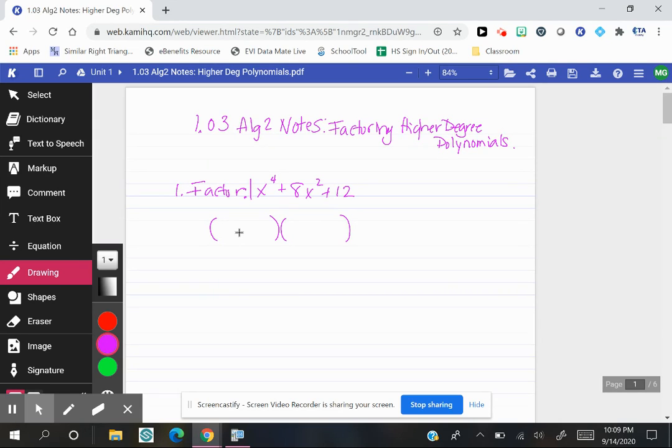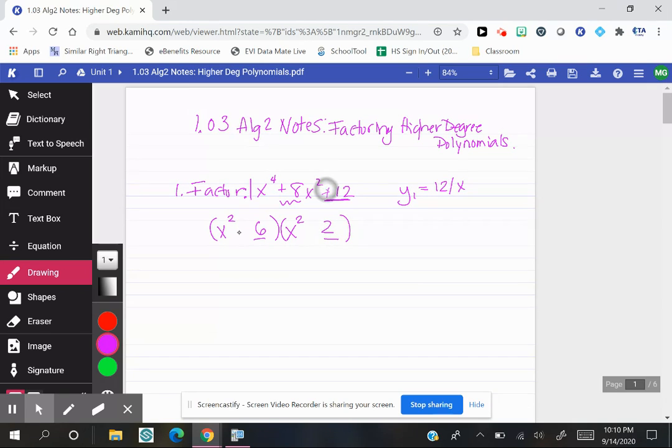Since it's x to the 4th, we need x squared times x squared to give us x to the 4th. We're still going to look to our last number here, which is a 12, and we want to know what two numbers multiply to 12 and combine to 8. If you don't know the answer to that, go to your calculator, go to your Y1, type in your last number, which is 12 divided by x, and take a look at your factors in the table. And hopefully you see that a 6 and a 2 multiplies to 12 and also add to 8.